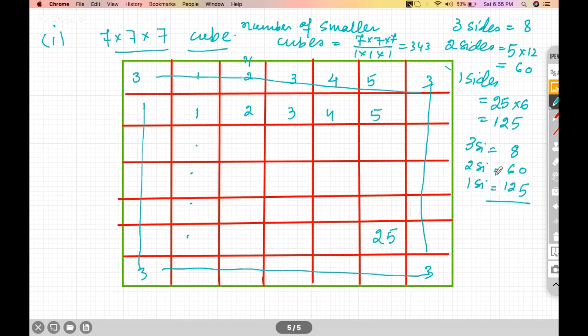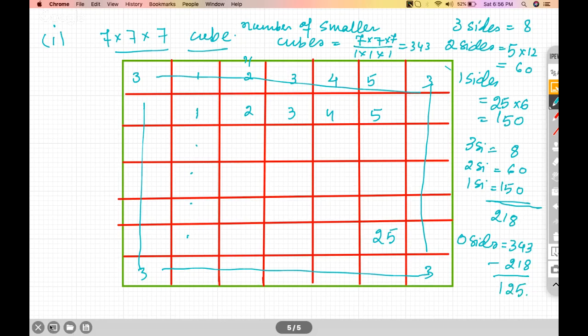So how much does it come? I'm making calculation mistakes again and again. So 25 into 6 is 150. So this is nothing but 150. So how much does it come? It comes out to be 150 plus 60 is 210, plus 8 is 218. So 0 sides painted would be 343 minus 218. This gives me a value of 125.